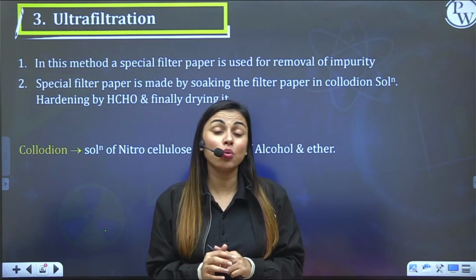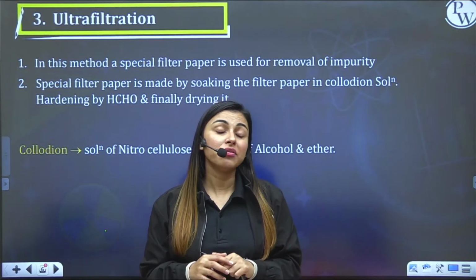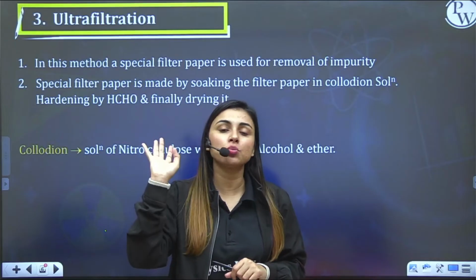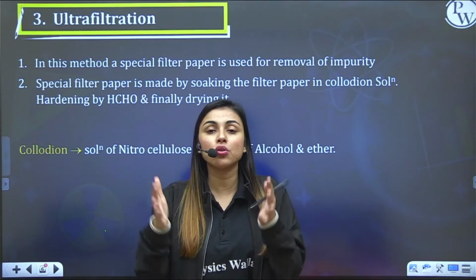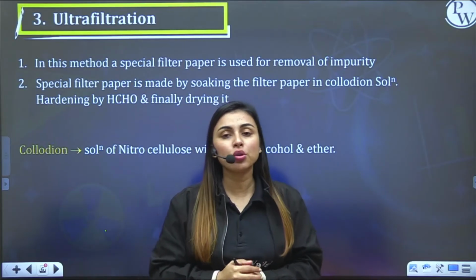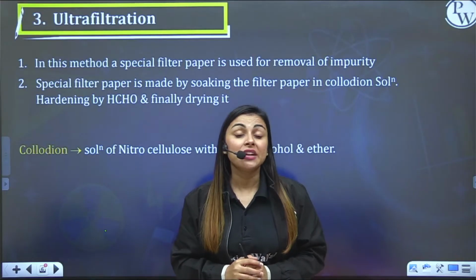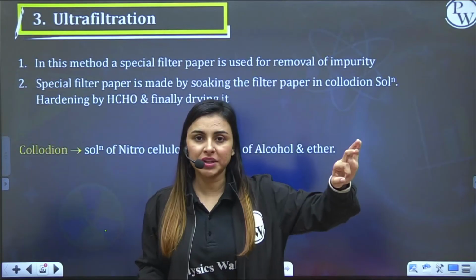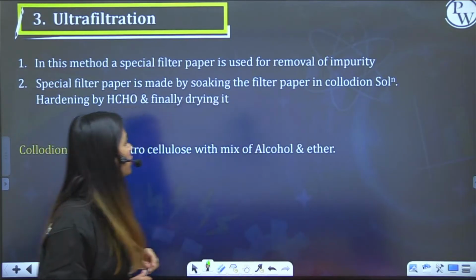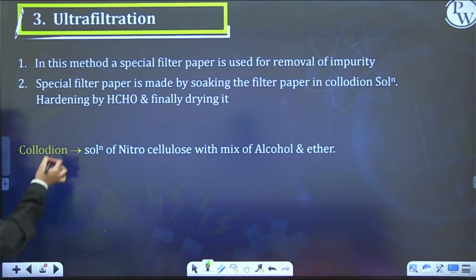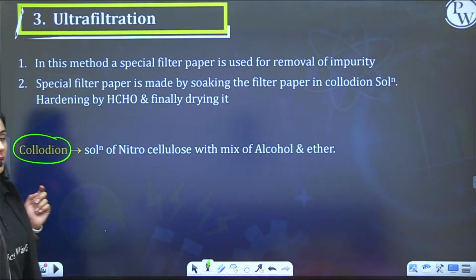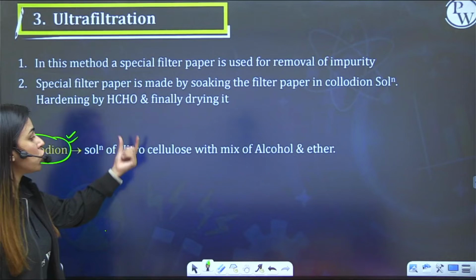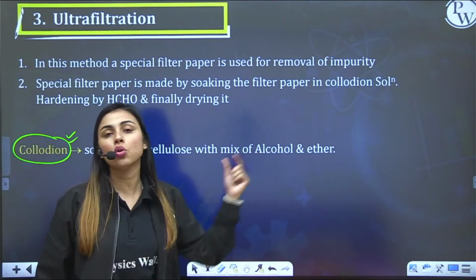But now we don't want that. We want a filter paper that will only allow your impurities to pass through it, so that you can have your pure colloidal solution. For this you need to make a few changes to that normal filter paper. What you generally do is use a collodion solution. You need to remember what a collodion solution is: it is a solution of nitrocellulose in a mixture of alcohol and ether.